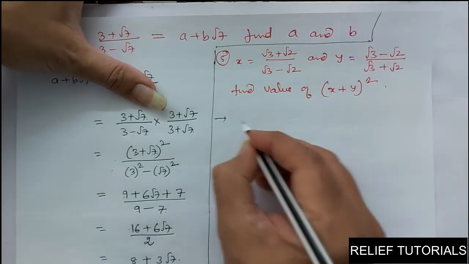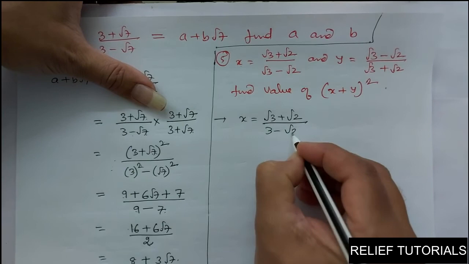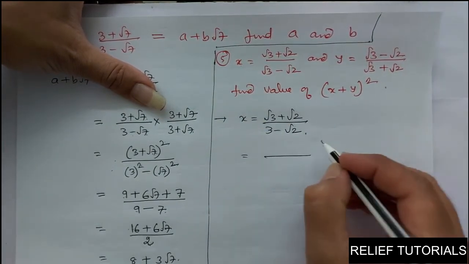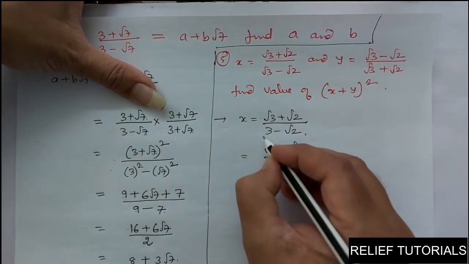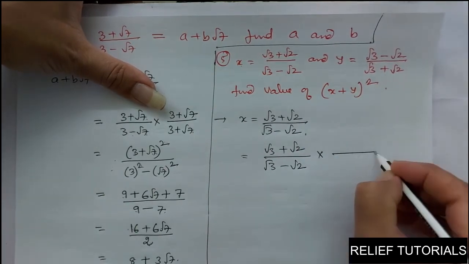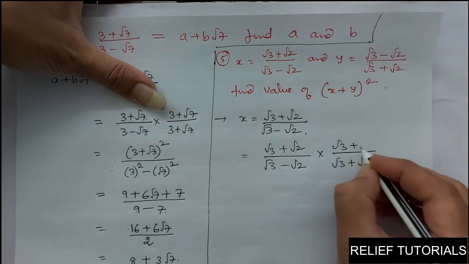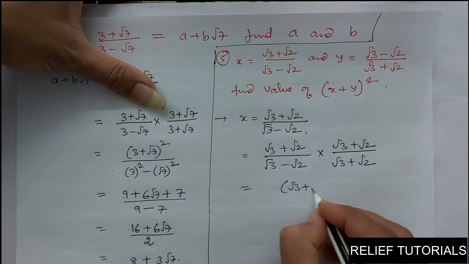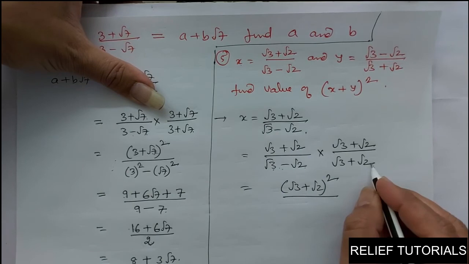So x is given here. x is equal to (√3 + √2)/(√3 − √2). You will solve this. You know how to solve: rationalize the denominator. Multiply by the conjugate of the denominator, √3 + √2, here also √3 + √2. Both are the same, so (√3 + √2) the whole square upon (a − b)(a + b).